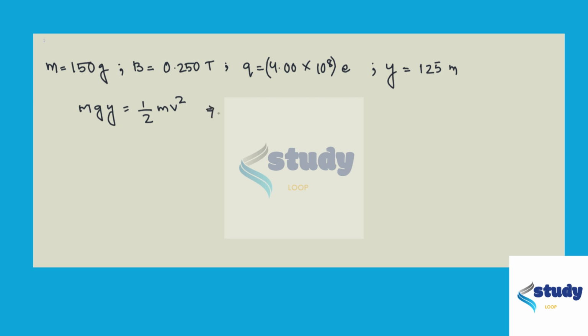This gives velocity equal to the square root of 2gy, and we solve this and we find this velocity to be 49.5 meters per second.